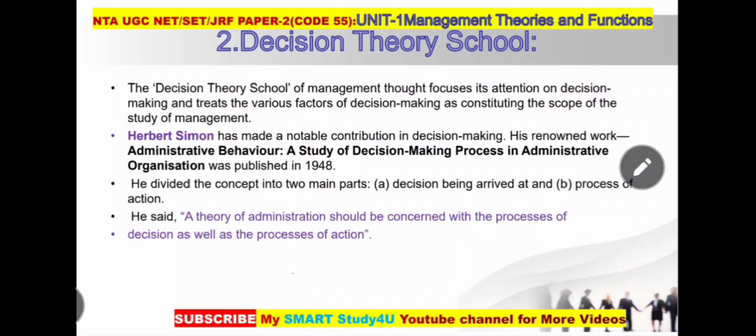The concept of the decision theory school can be divided into parts: decision being arrived at, and process of action. He said a theory of administration should be concerned with the process of decision making as well as the process of action.